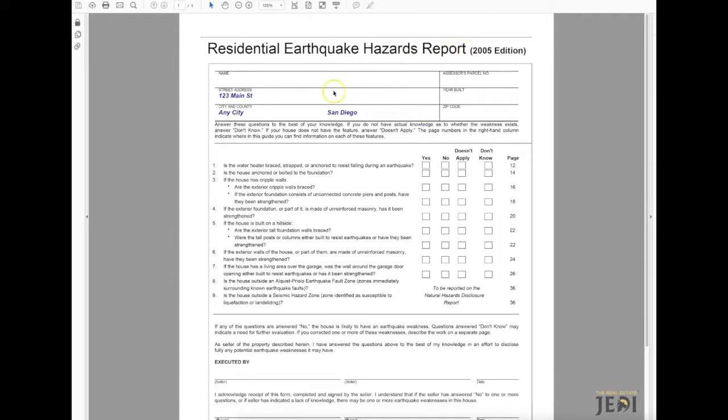Now, the great thing about part of this, well, of course, this all actually applies to the specific property. So you do need to complete this. However, some of the earthquake disclosure information is going to be covered on the natural hazard disclosure statement, which is next, and a lot of that's going to be done for you. However, this is actually pertinent to your property. So you need to answer this to the best of your knowledge.